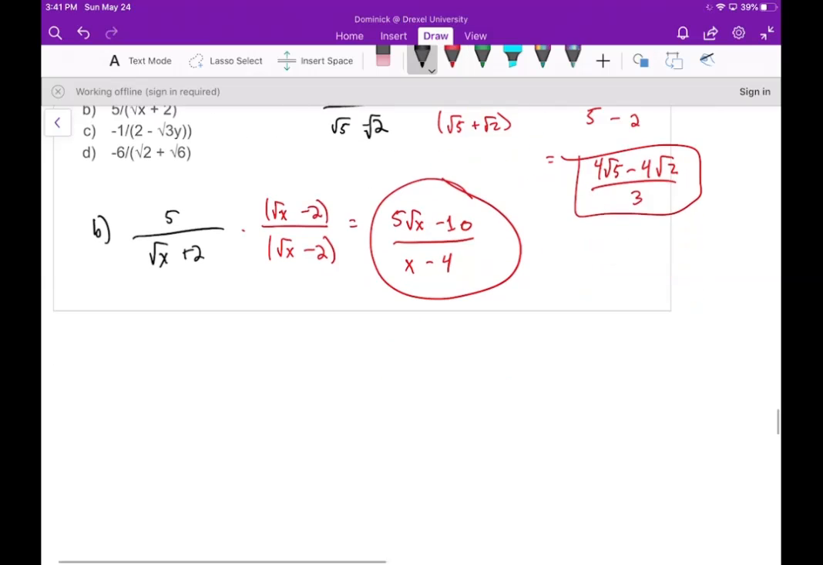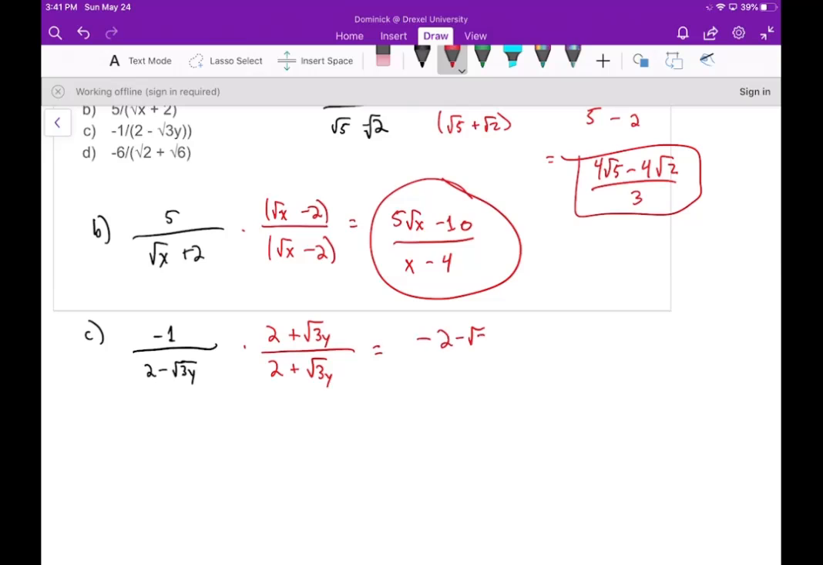Okay, in part C, we have negative 1 over (2 minus square root of 3y). So here, using the same trick, we'll multiply by 2 plus square root of 3y. On the top, I'm going to get negative 2 minus square root of 3y, right? Make sure that you're distributing that negative there. And then here, the first term squared is 4, the second term squared is 3y, and this one we can also leave like this.